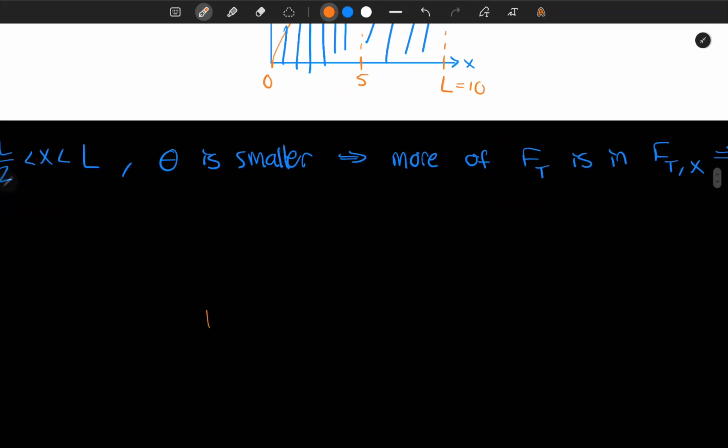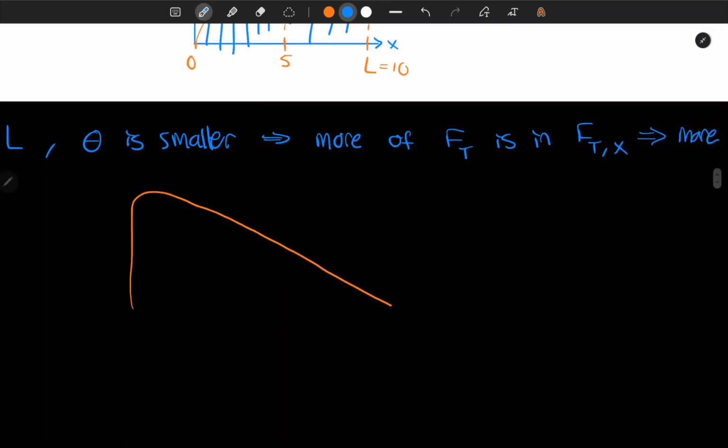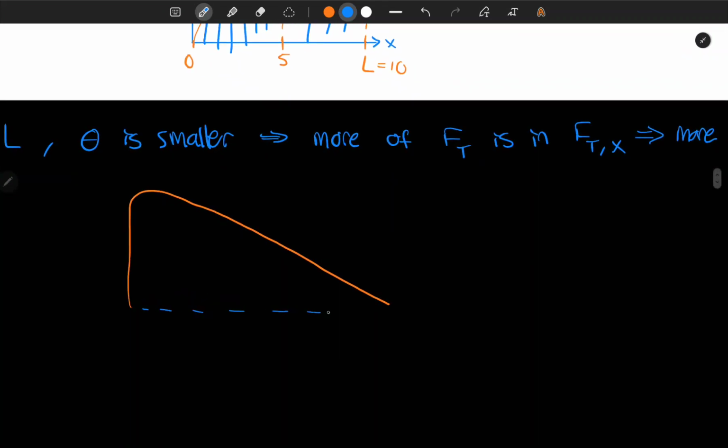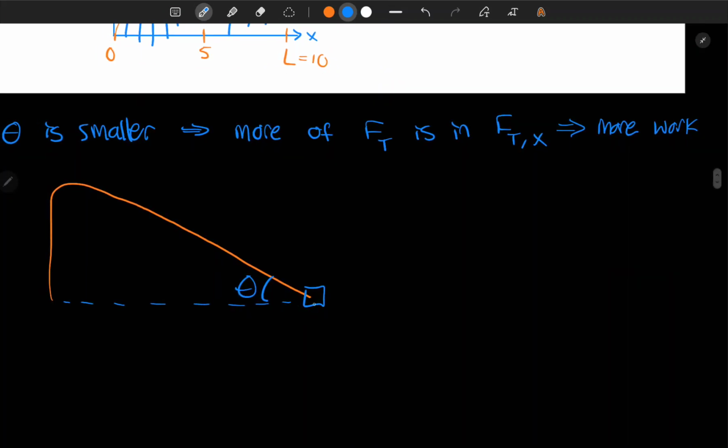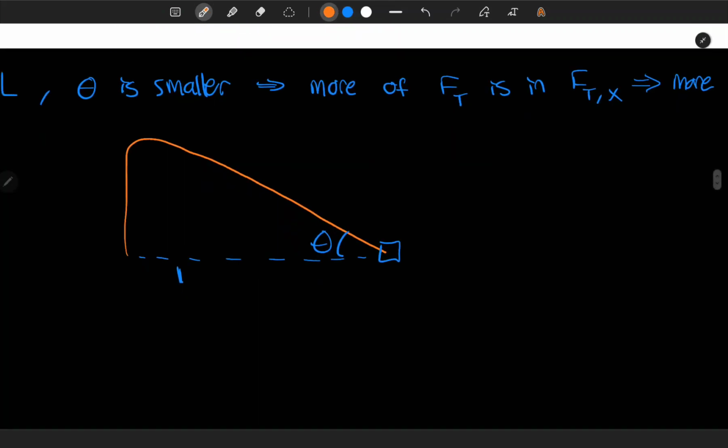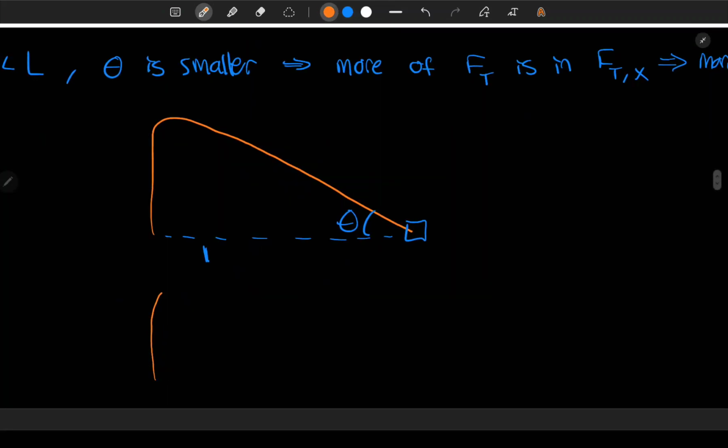So if we look again at the setup, if the mass is far away, so if this is the mass, we have theta here. Compare that to when the mass moves much closer, let's say to here. In that case, we have another setup which looks like this.